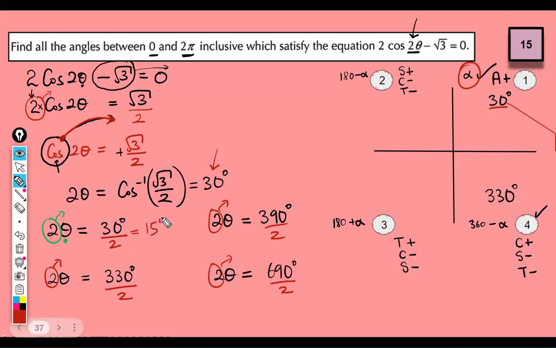I'm getting 15 degrees here. Theta is, I'm going to use the calculator. 330 divided by 2. 165 degrees. 390 divided by 2. 195 degrees. And the last one is 345 degrees. Now we're finished.